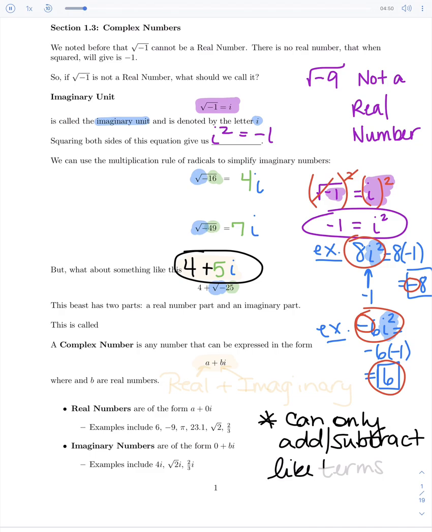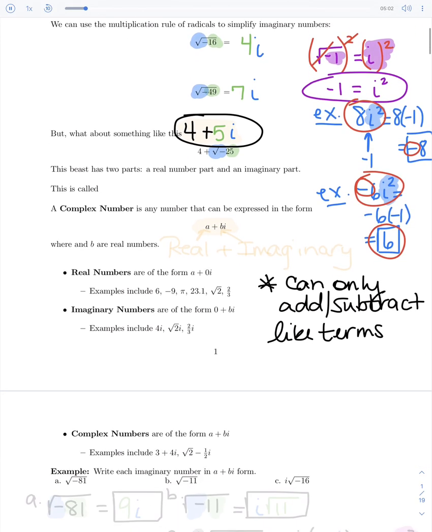What do we mean by things that are like terms? Things that have i's can only get added with other things that have i's. Normal numbers can only get added with normal numbers. And so what we'll notice is we're going to see a lot of things that look like this, 4 plus 5i. That is what's called your complex number. And the reason why it's called complex is because you've got two parts of your complex number. You've got a real part and an imaginary part. So you get this real part plus an imaginary part.